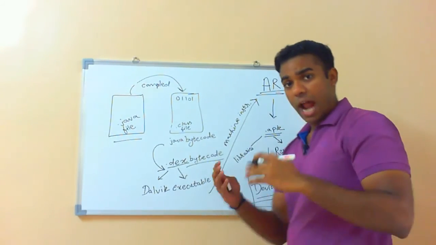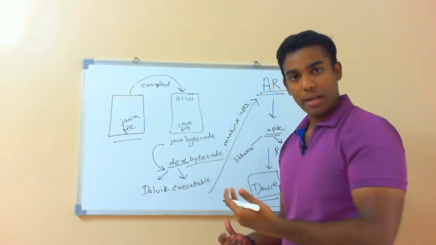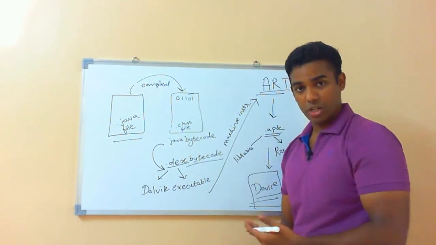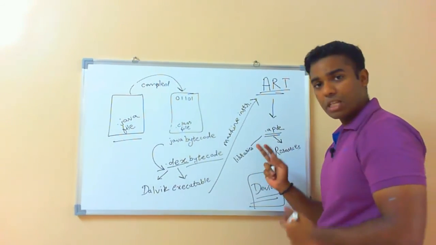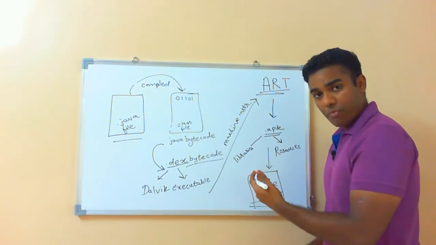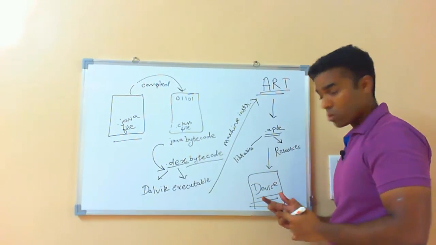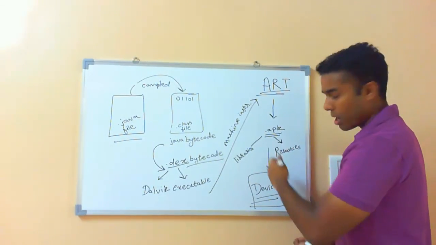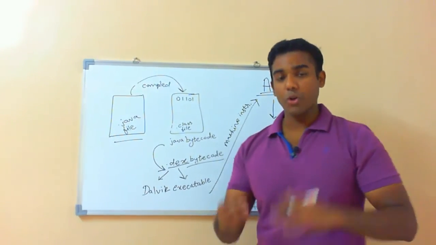Then ART, the Android runtime, which is used to run your application, translates the dex bytecode into machine-level instructions. And then an APK file is created, which is a zip-like file consisting of libraries and resources which are needed to run your application. And last, your APK file is run on your Android device.